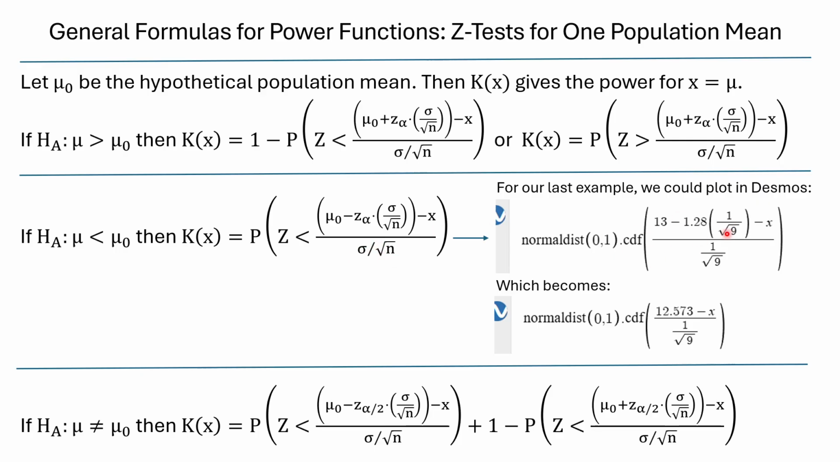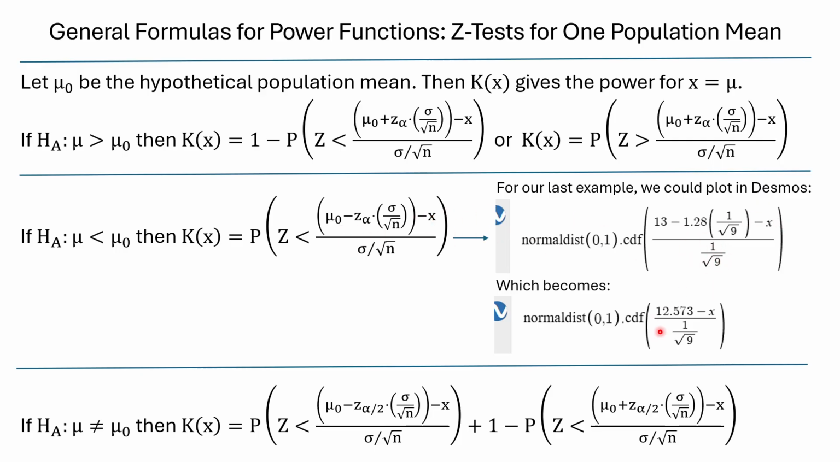So we calculated this here, but I want to show you where that came from. We got 12.573. That was the value where if we got a sample mean below that, we would reject the null hypothesis. That is exactly from the test, right from the z-test for one population mean. That's mu 0, we thought it was 13, minus, we tested at an alpha of 0.1, so z alpha is 1.28, times sigma, which was 1, over root n, and n was 9, so that would be root 9. This is still minus x, all over 1 over root 9.